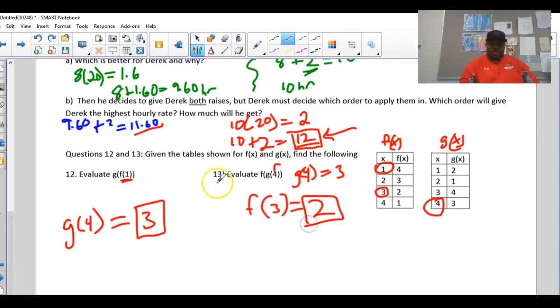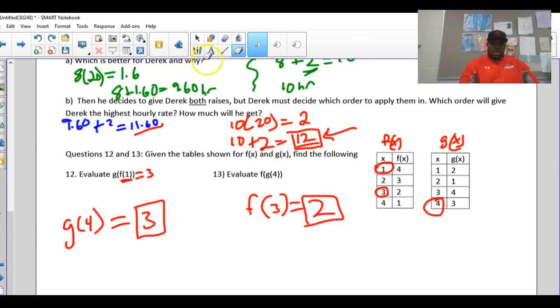Here's our final answer for number 13. All right, over here, g of f of 1 equals 3. Over here, f of g of 4 equals 2. All right, go ahead and turn over. Let's look at our back.